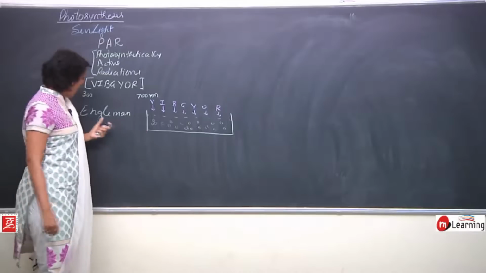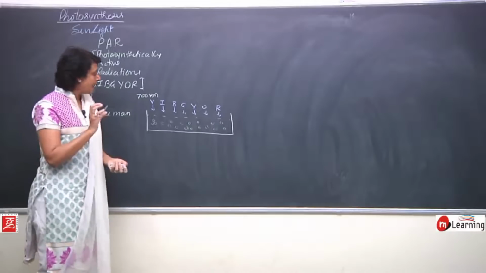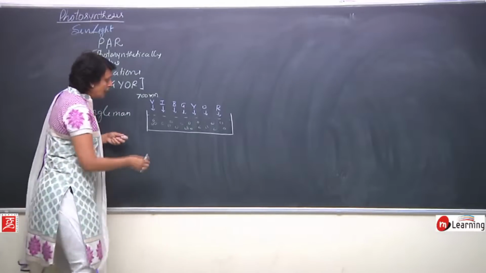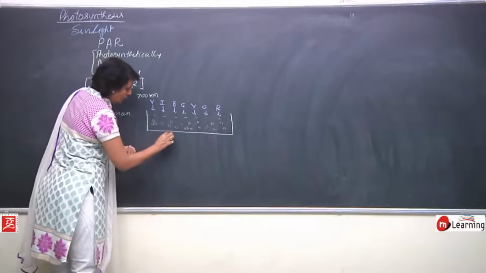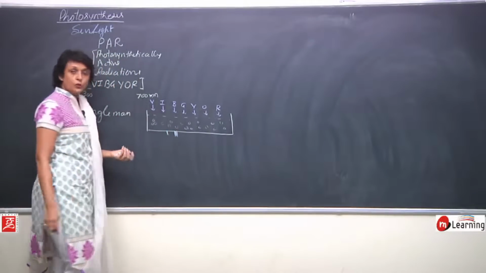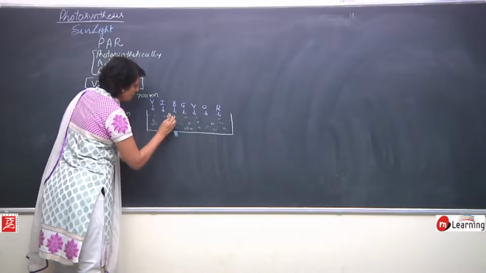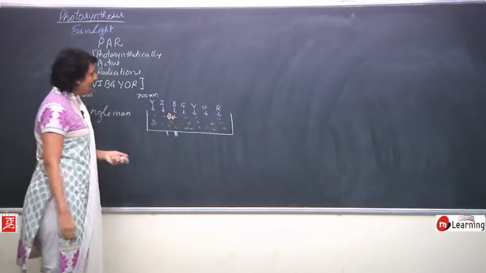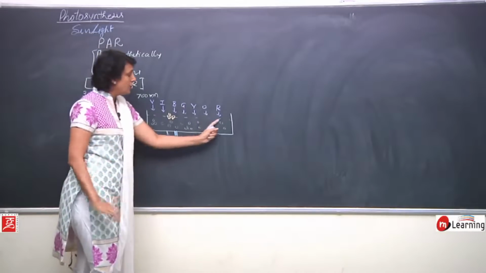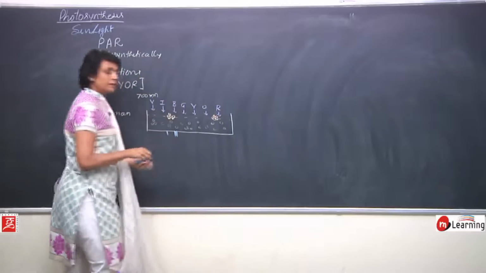So Engelmann found that there were 2 bands or 2 areas where maximum bubbles were seen. One was between indigo and blue. This is the place where maximum oxygen bubbles were released. And the second was near the red one, towards the end of orange and red.